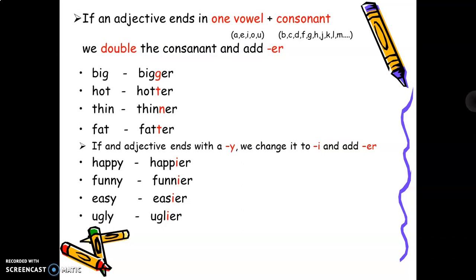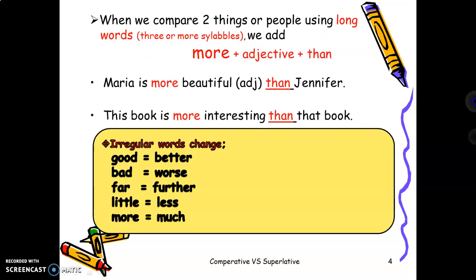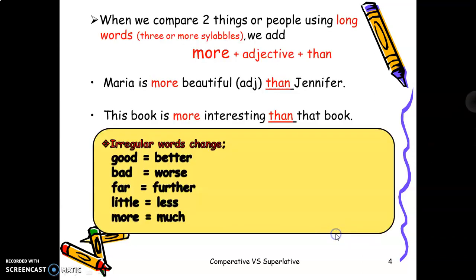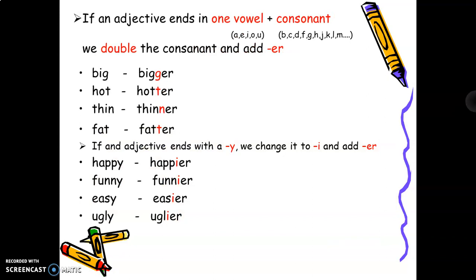Thin, thinner. Fat, fatter. If an adjective ends with a Y, we cross out the Y and put IER, like happy, happier. Funny, funnier. Easy, easier. Ugly, uglier. So, if we have consonant plus vowel plus consonant, we double the last letter and put ER. If we have Y at the end, we cross out the Y and put IER.